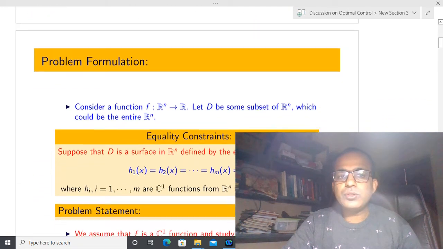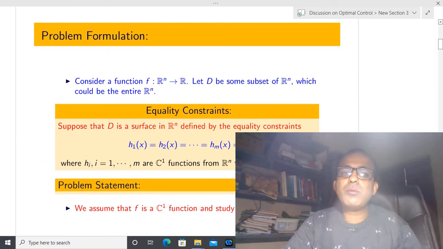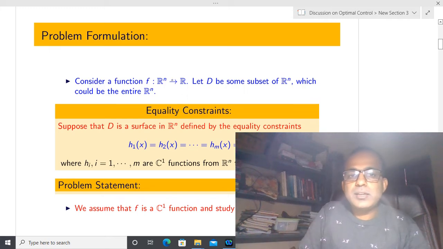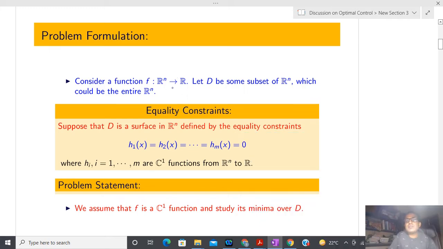So let us come to the problem formulation. The problem formulation remains exactly the same as in the previous class. I have some kind of function, and I am assuming that this function is mapping from Rn to R. It means that this is a real valued function. Here x, you can think of as x1, x2 up to xn. So I have n-tuples of real numbers, and that is the argument of this particular function.